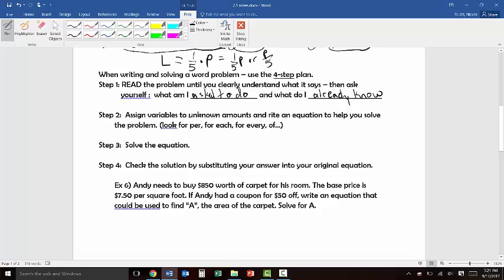Then your second step is to create a variable. You're going to be asked to find an amount of something, and that's going to be your variable. Usually the words per, for each, or every precede the variable, so just learn to look for those phrases. In steps 3 and 4, obviously you're going to solve the equation, and then it's worth sometimes checking your answer by substituting it back into your original equation.